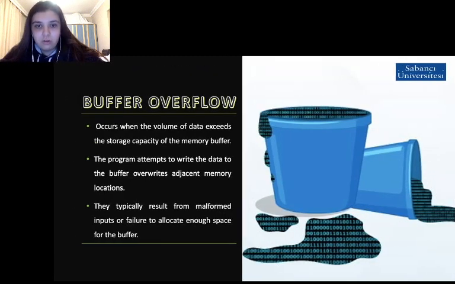Let's move to buffer overflow. Buffer overflow, also known as buffer overrun, occurs when the volume of data exceeds the storage capacity of the memory buffer. As a result, the program attempting to write the data to the buffer overwrites adjacent memory locations. Buffer overflows can affect all types of software. They typically result from malformed inputs or failure to allocate enough space for the buffer. If the transaction overwrites executable code, it can cause the program to behave unpredictably and generate incorrect results, memory access errors, or crashes.